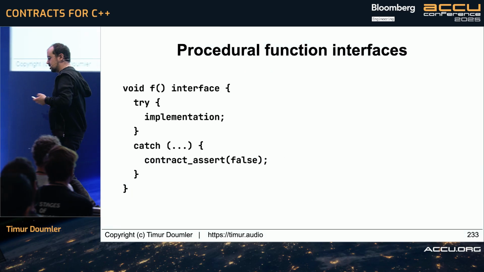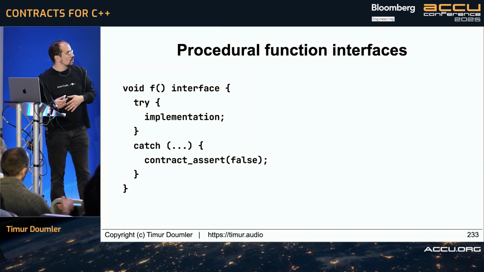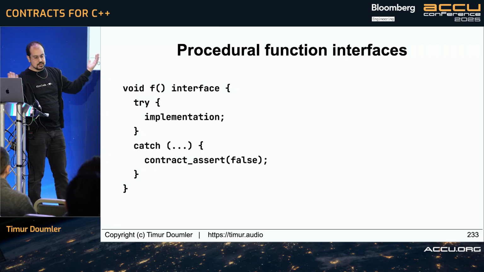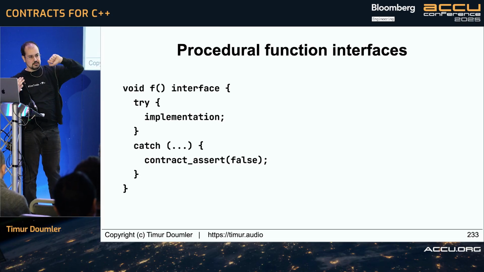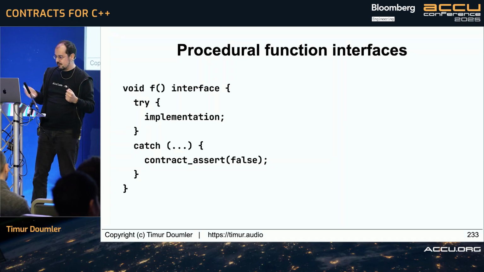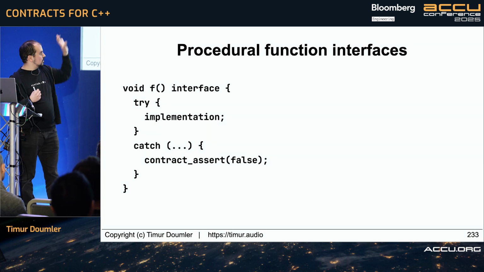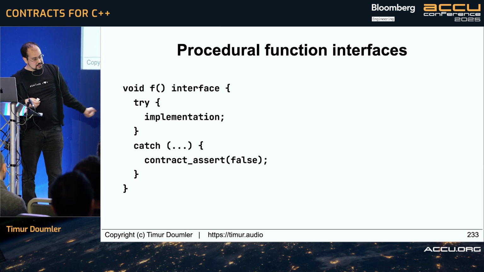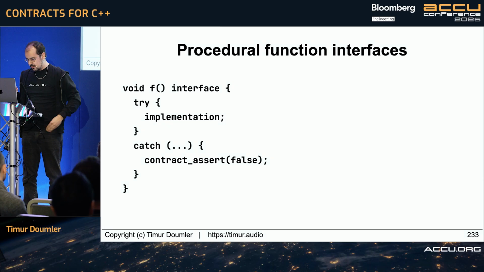For example, you could have a contract assertion on what happens when a function throws, and you could assert that it doesn't throw or that it throws a particular exception or whatever, which is not something you can do today with C++26 contracts, but maybe with something like this syntax, you can do very, very interesting things, very powerful.